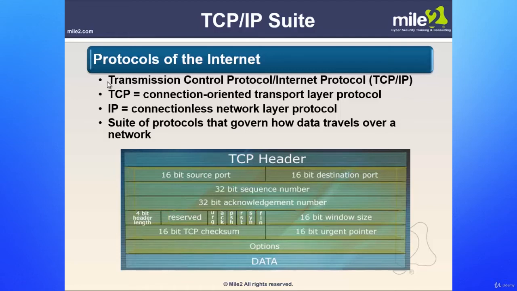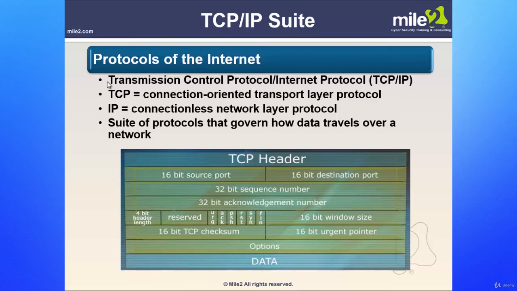All right, we're going to take a look at the information within the TCP/IP suite. We'll look at IP, a connectionless network layer protocol. It's basically responsible for getting you to the destination, the suite of protocols that govern how data travels over the network. Here you can see the TCP header: the source port, destination port, and a 32-bit sequence number, which will be important later when we talk about hijacking, such as session hijacking and TCP/IP hijacking. It all comes down to knowing what the next sequence number is.